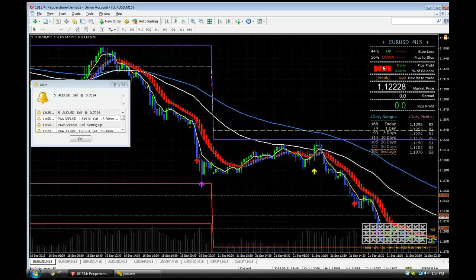We also have the percentage right here. I'm not too sure if Josh coded this. With a couple of other indicators, it tells you overall if it's going down or up, and it's got the percentage. It also has max lot to trade, the market price, the spread that's currently on the currency, as well as the pips and profit. And it also has the micro pip count up here.